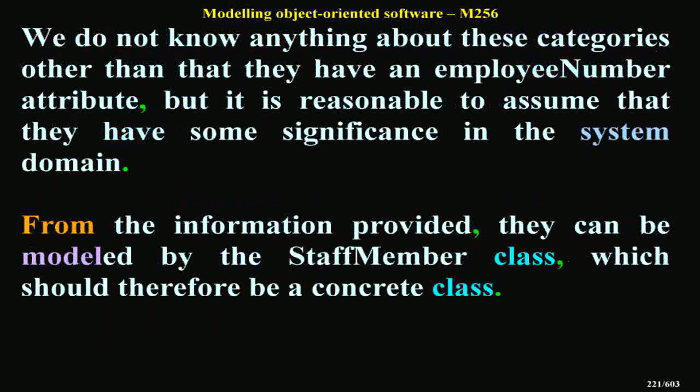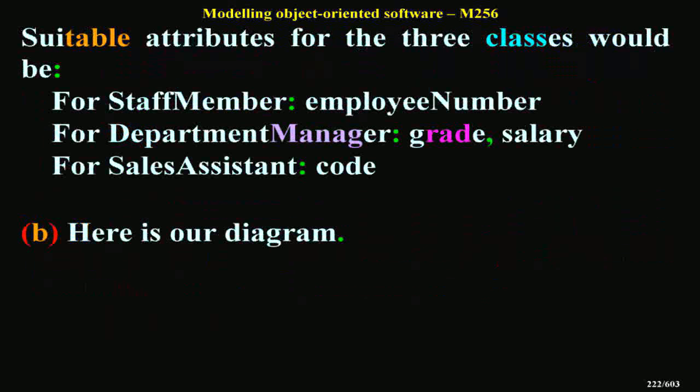From the information provided, they can be modeled by the staff member class, which should therefore be a concrete class. Suitable attributes for the three classes would be: for staff member, employee number; for department manager, grade and salary; for sales assistant, code.